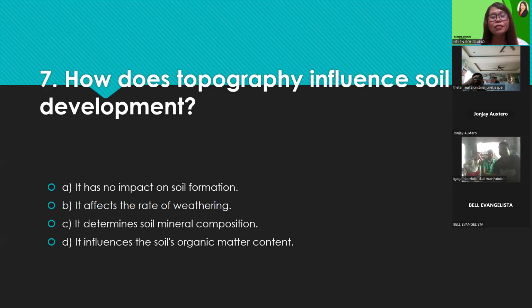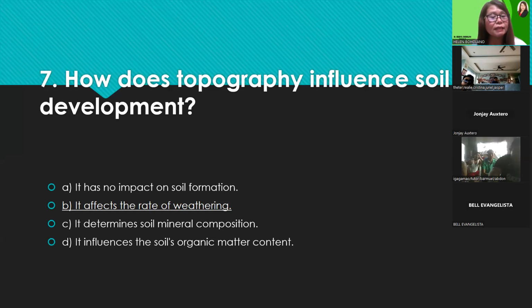Okay, how about the others? Okay, let's check. There are A, B, C answers. Let's check. So the right answer is B. Now let's count, there is a perfect score there. 7 out of 10 in total. How does topography influence soil development?